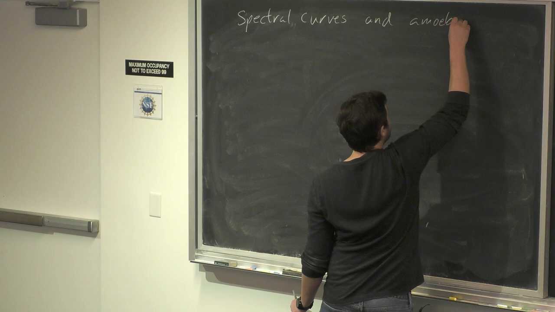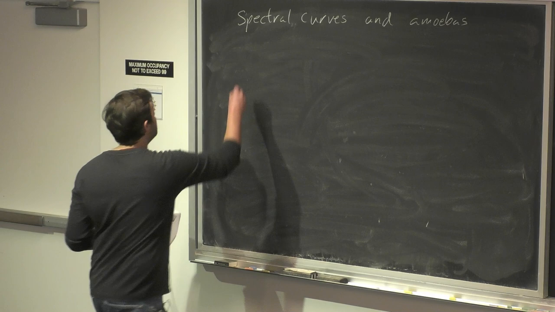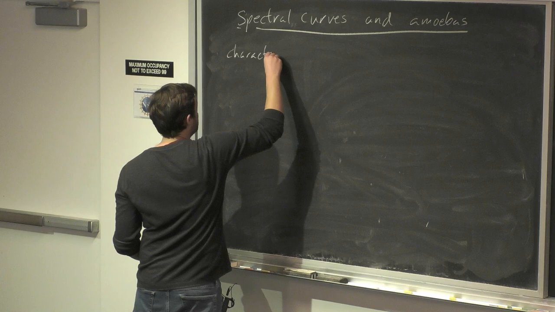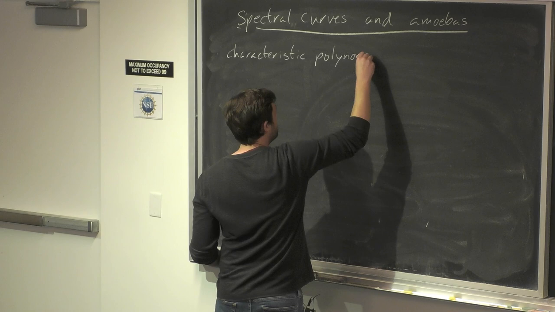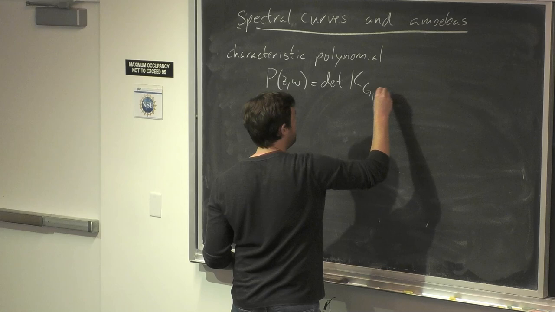And amoebas are a very good way of thinking about these spectral curves. So what is the characteristic polynomial? That's the determinant of this Kasteleyn matrix on the torus. So the characteristic polynomial is given by P of z, w equal to the determinant of G1 of z comma w.